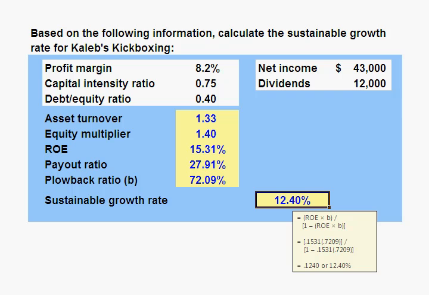The sustainable growth rate is our return on equity of 15.31% times our 72.09% plowback ratio. That quantity divided by the quantity, 1 minus the 15.31% return on equity times the 72.09% plowback or retention ratio. This gives us a sustainable growth rate of 12.4%.